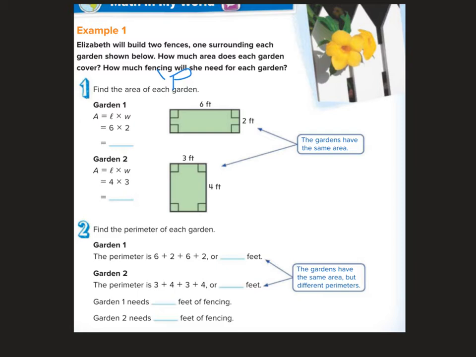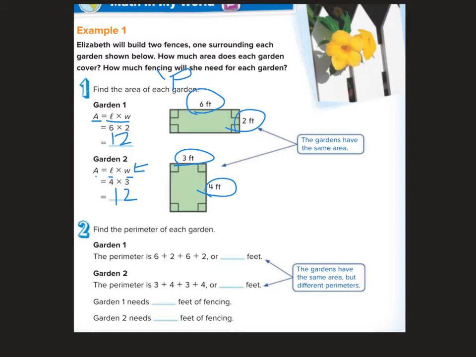Okay, so area equals length times width. So I need to multiply 6 and 2. That's 12. Area of garden 2, area equals length times width. Here's our formula. So I need to multiply 3 and 4, which is 12. Okay, so same area, but are those the same types of gardens?